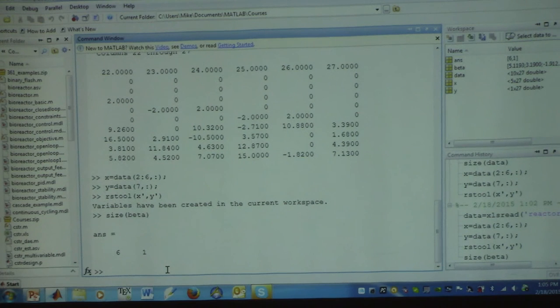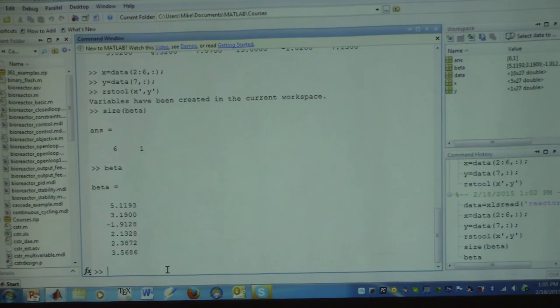And then you could just take a look at it if you like, okay? If you want to know which beta represents what, you should probably look at the notes and type help RS tool, and it will tell you exactly. But I happen to know. So if we look at these coefficients, this is the constant coefficient. This is the coefficient that multiplies x1, x2, x3, x4, and x5. Okay?